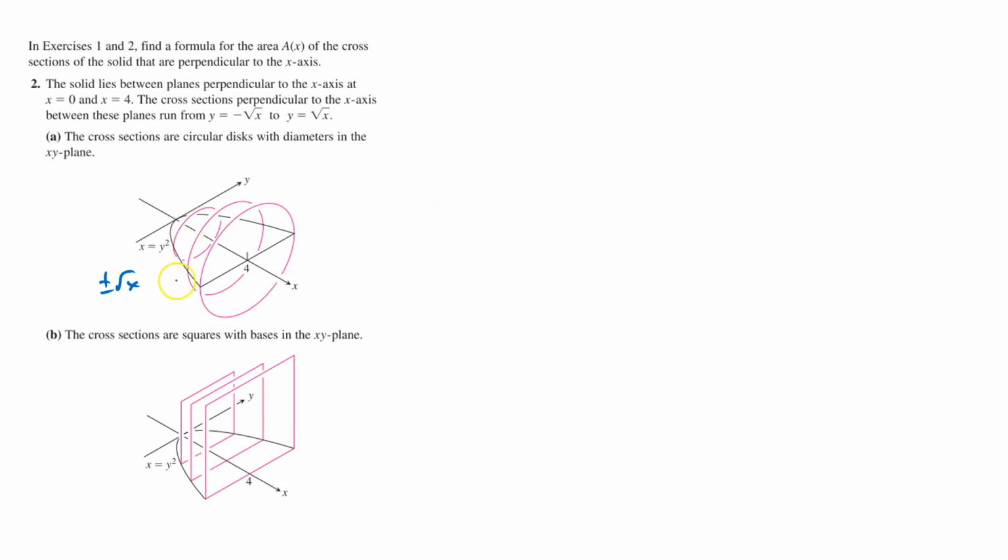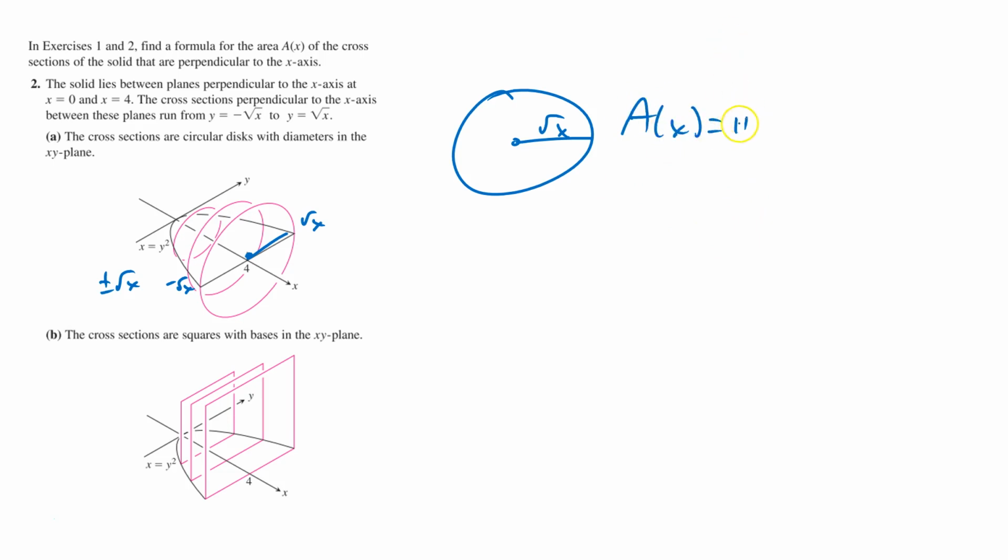So if we think about this, we have negative root x down here. We have positive root x up here. So it looks like the radius of one of these circles is just going to be root x, because it's just 1/2 of the entire thing, 2 root x from bottom to top. So the area at any x value is just going to be pi times root x squared, which is just pi x. Not too bad at all. So that would be the area at any one of these spots, just pi x. Checking my solutions again. Yep, pi x. Sounds good to me.